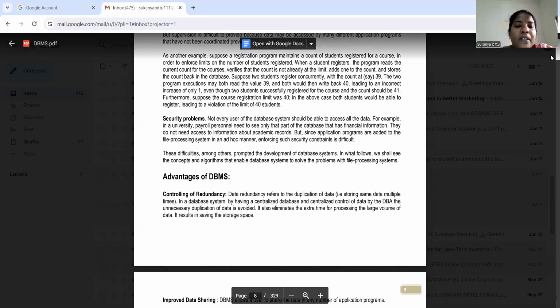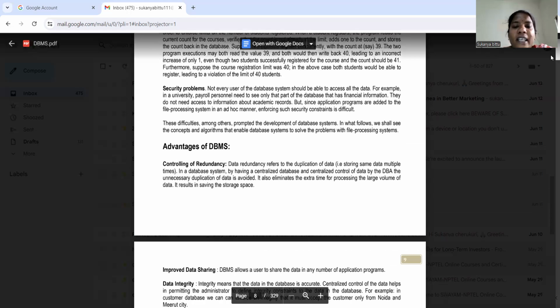Not every user of the database system should be able to access all the data. For example, in a university, payroll personnel need to see only the part of the database that has financial information. They do not need access to the information about academic records. But since application programs are added to the file processing system in an ad hoc manner, enforcing such security constraints is difficult.